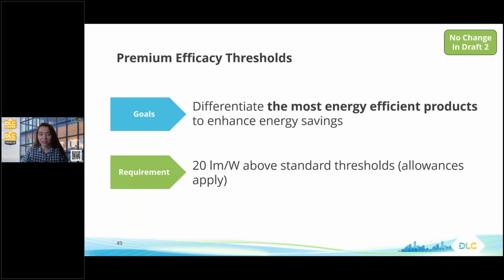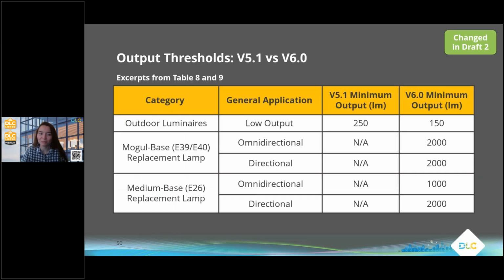In version 5.1, this was 15 lumens per watt, but our goal of version 6 is to differentiate a portion of the most energy efficient products. A very large percentage of version 5.1 qualified products met premium thresholds, so in version 6, we set these thresholds higher relative to standard to make premium more meaningful and impactful from an energy saving perspective. I'll briefly touch on output as well.